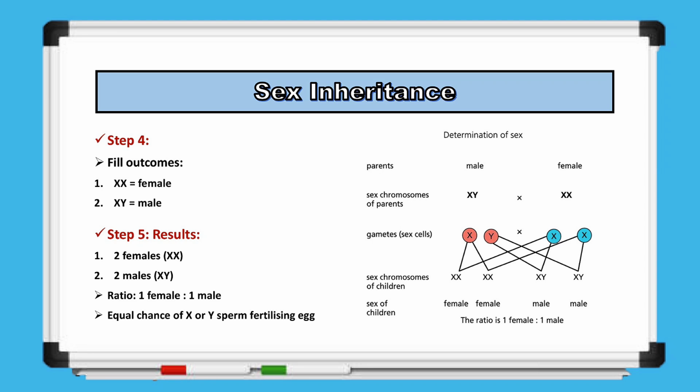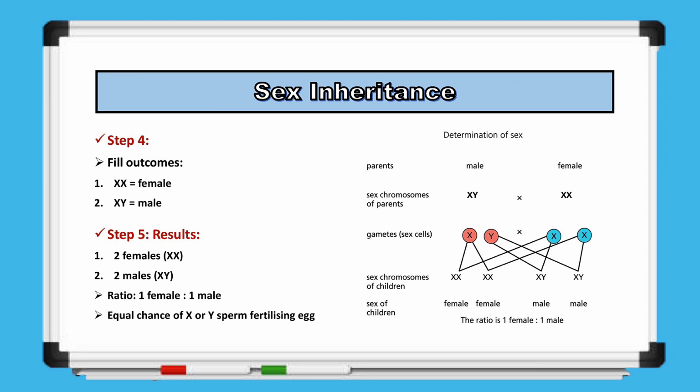After completing the Punnett square, we can interpret the results clearly. The combinations inside the boxes show that XX results in a female offspring, while XY results in a male offspring. This is because the type of sex chromosomes inherited determines the sex of the child. From the completed square, we get 2 XX outcomes and 2 XY outcomes. This means there are 2 females and 2 males produced from the cross. Therefore, the phenotypic ratio is 1 female to 1 male. This shows that there is an equal chance of having either a male or a female child.